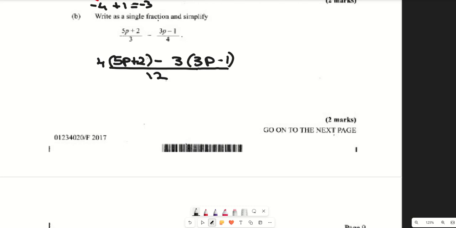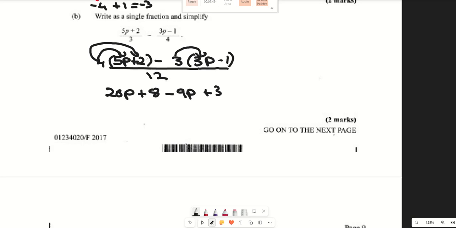So 4 by 5 is 20p. And then 4 by 2, so you multiply 4 by each term in the bracket. 5 4s are 20, 4 2s are 8. Then 3 by 3p is minus 9p. And then 3 by minus 1 is plus 3. All over 12.